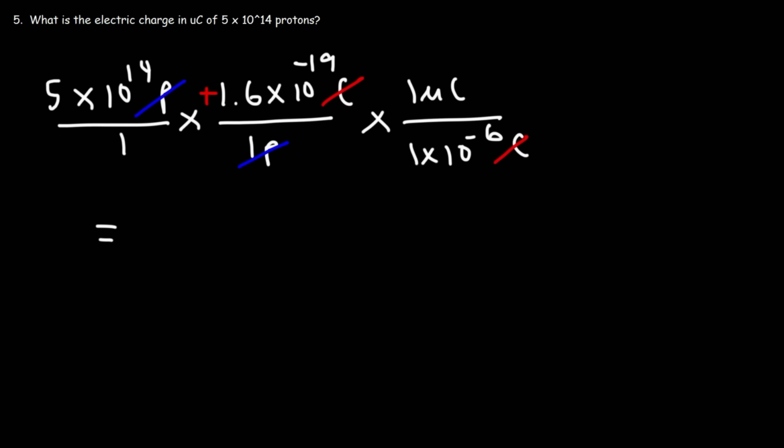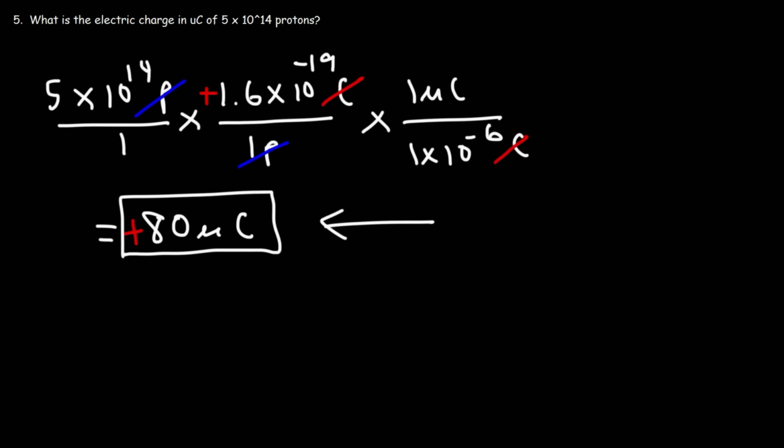So it's 5 times 10 to the 14 times 1.6 times 10 to the negative 19, and then take that result divided by 1 times 10 to the negative 6. And you should get 80. So the charge that it represents is positive 80 microcoulombs. So that's the answer for number 5.